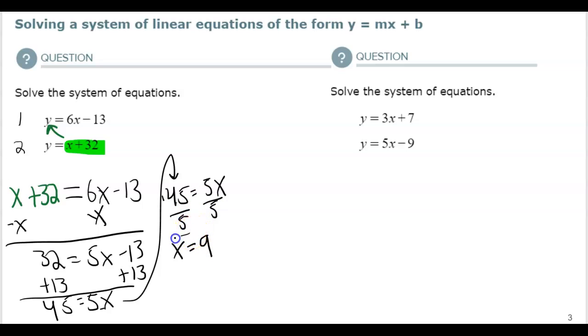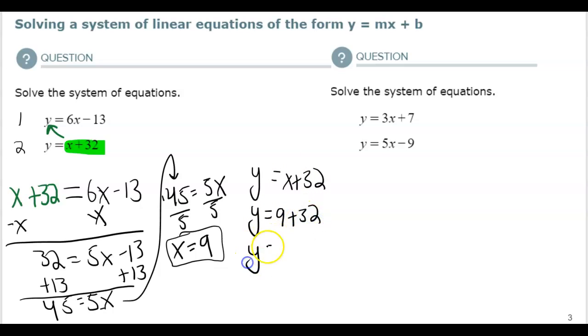So I have x, which is great, but I need my y. y equals x plus 32. I'm going to put 9 where I see x. So now I have my x and the y values to be 9 comma 41.